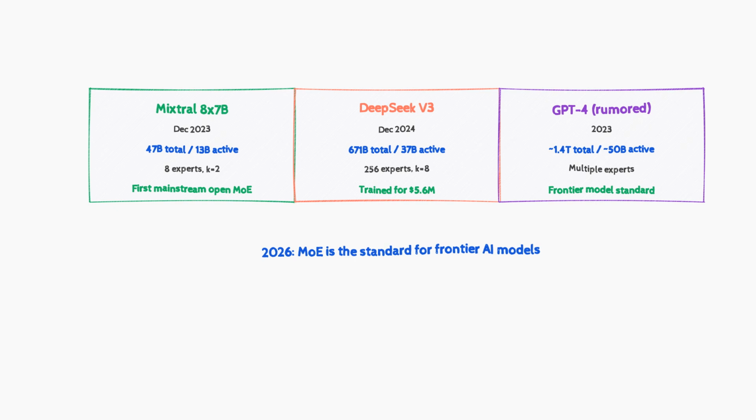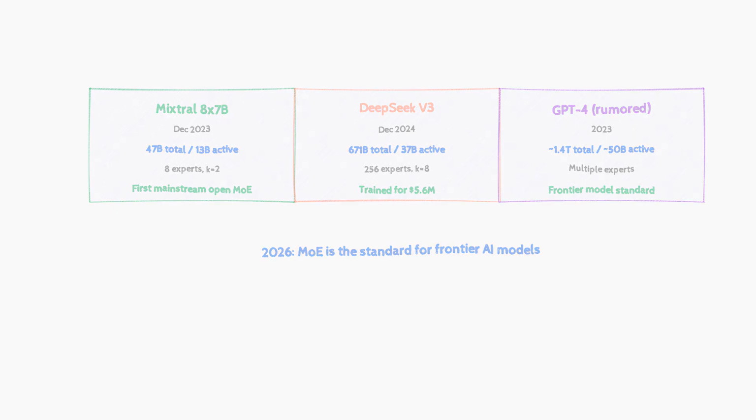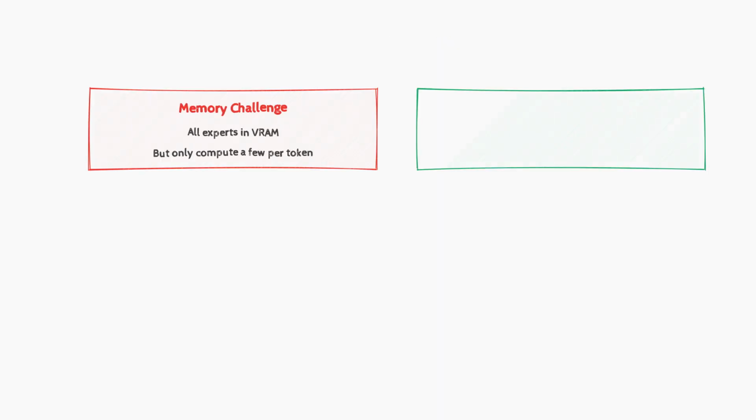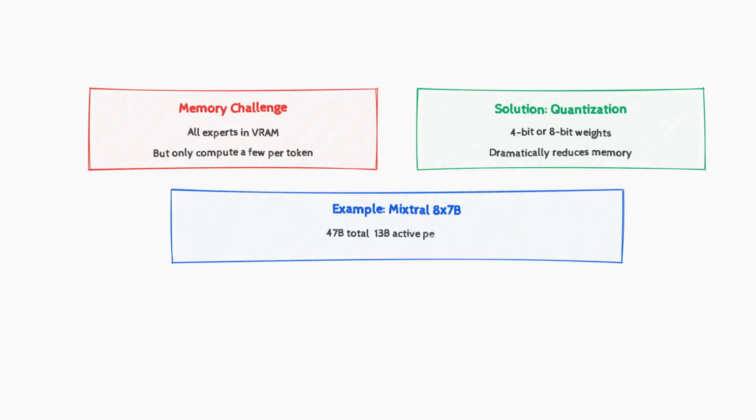Today, nearly all frontier models like GPT-4, Gemini, and Claude are believed to use MoE. Running MoE models at inference has one main challenge: you need all expert weights in memory, but only compute a few per token. The solution is quantization, using fewer bits per parameter. For example, Mixtral 8x7b in 4-bit quantization fits in about 24 GB of VRAM, which runs on a single high-end consumer GPU. With the right setup, MoE gives you large model intelligence at small model speed.